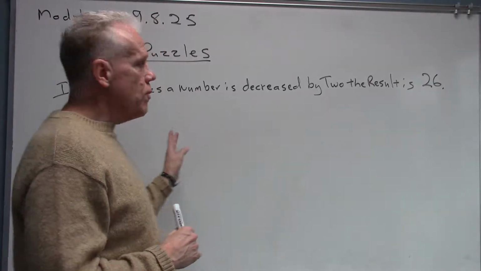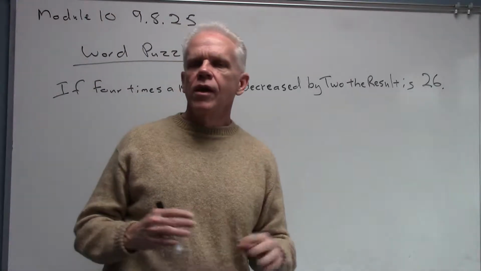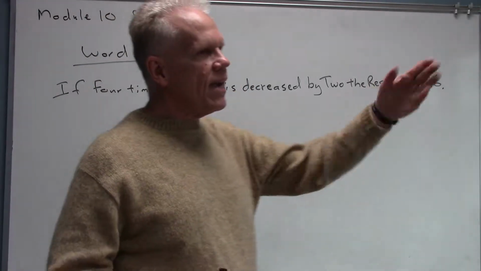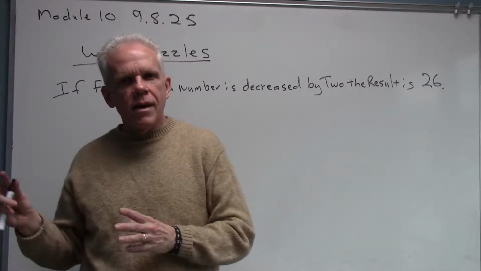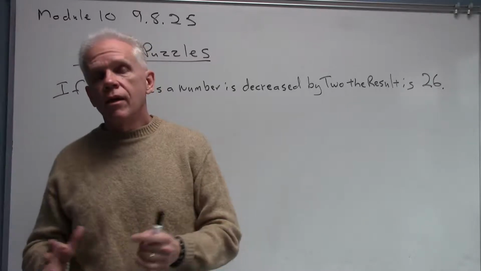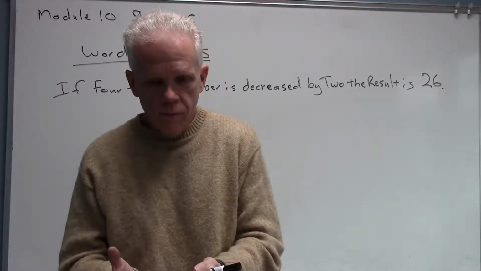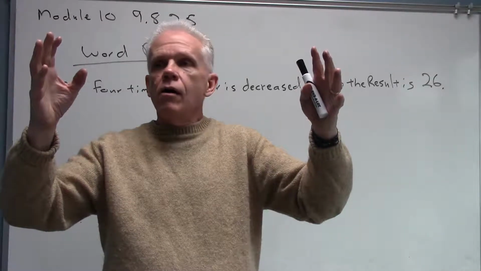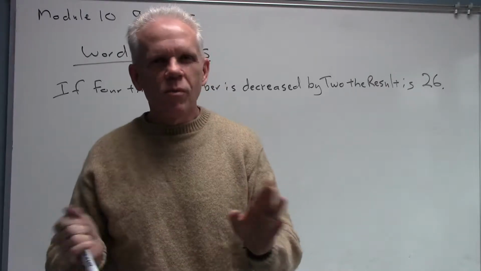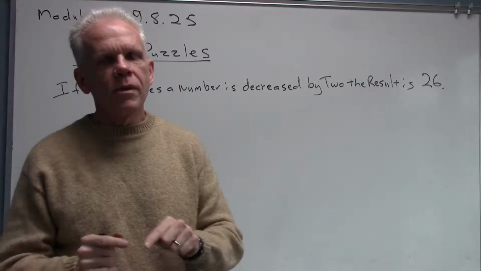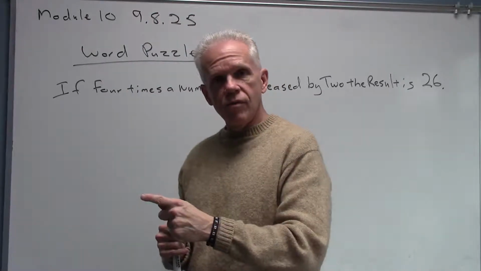What I just did is I read that real fast: if 4 times the number is decreased by 2, the result is 26. To think that I could just write down what all that means without really thinking about the pieces that go into it is almost like saying I can take a jigsaw puzzle and throw up all the pieces at once and expect them to come down exactly the way they're supposed to. You can't really do that with a puzzle. You got to do it piece by piece. So let's take a look at this piece by piece.